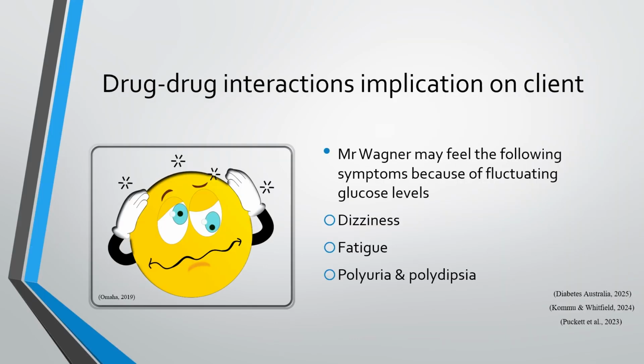The interaction of prednisone and Ozempic can disrupt glycemic control. Prednisone promotes hyperglycemia by stimulating hepatic gluconeogenesis and impairing insulin sensitivity. Ozempic works to reduce blood glucose by enhancing insulin secretion and suppressing glucagon. The antagonist effect between the drugs may lead to Mr. Wagner feeling symptoms such as dizziness, fatigue, polyuria, and polydipsia due to fluctuating glucose levels within the body.